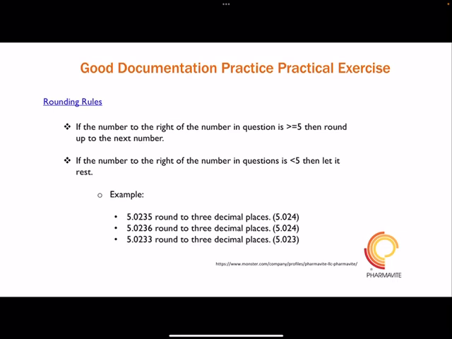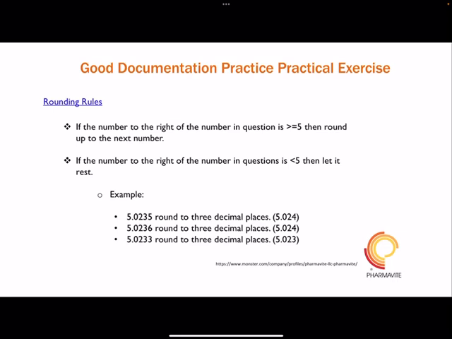For example, 5.0235 rounded to 3 decimal places is 5.024. 5.0236, rounded to 3 decimal places, is 5.024. Because in the first two examples, the number to the right of the number in question is 5 or greater, so you're going to let the digit in question go up.